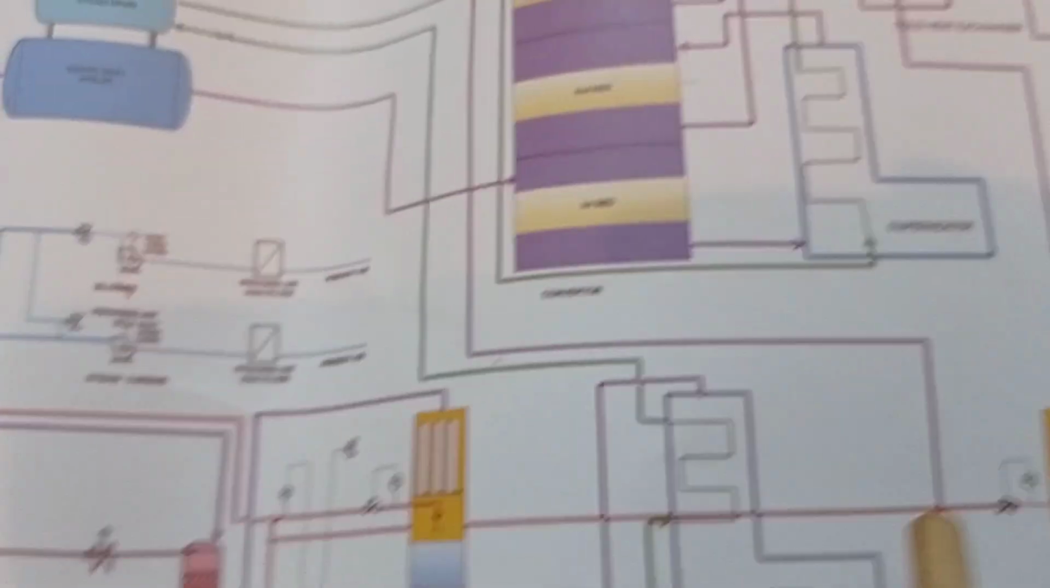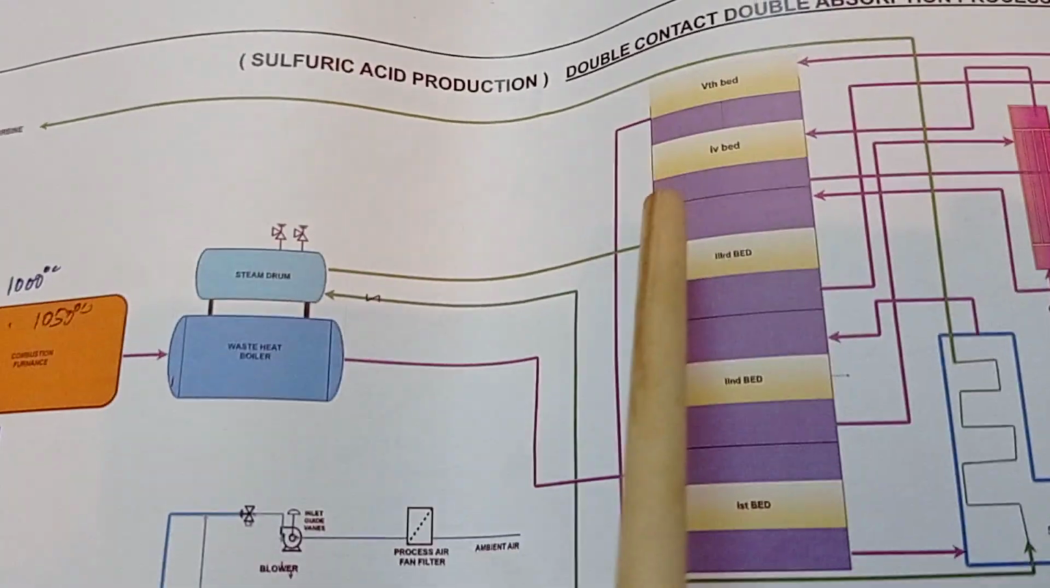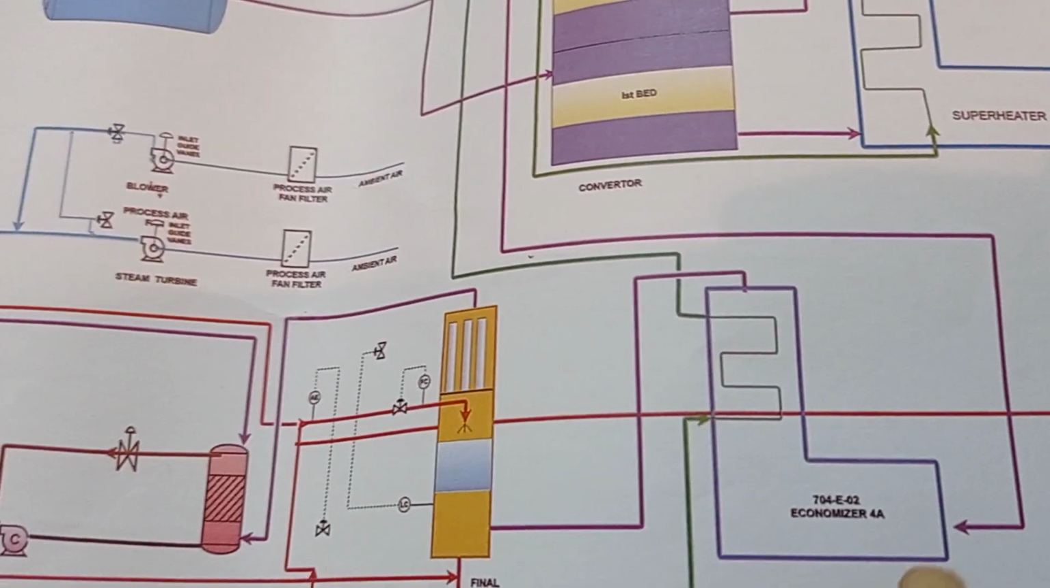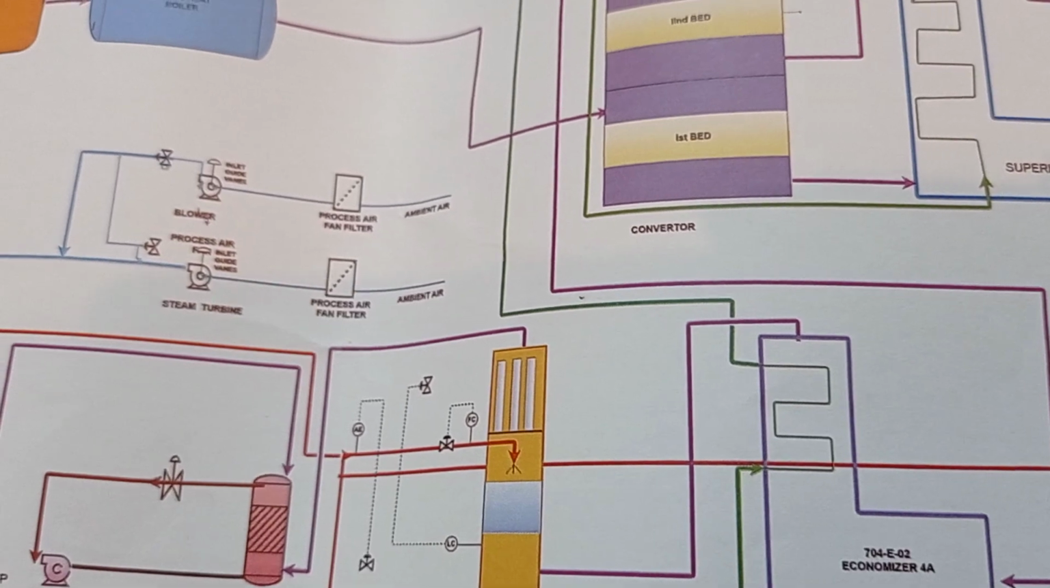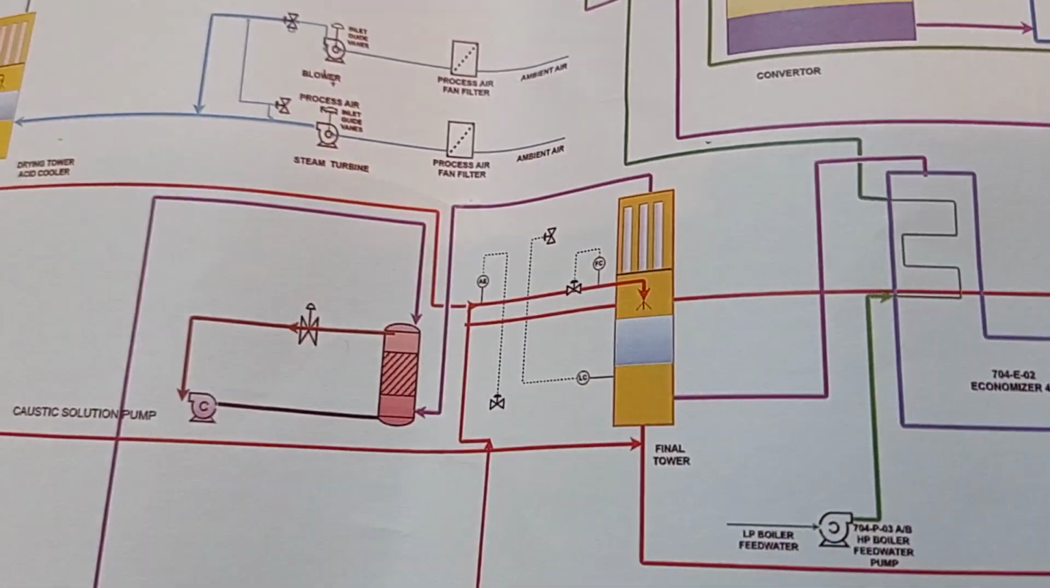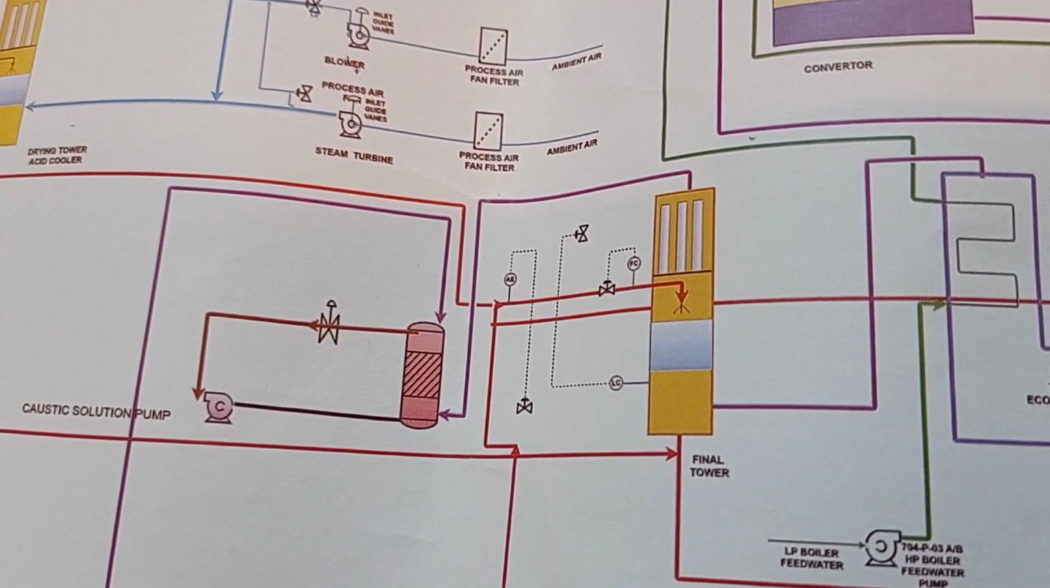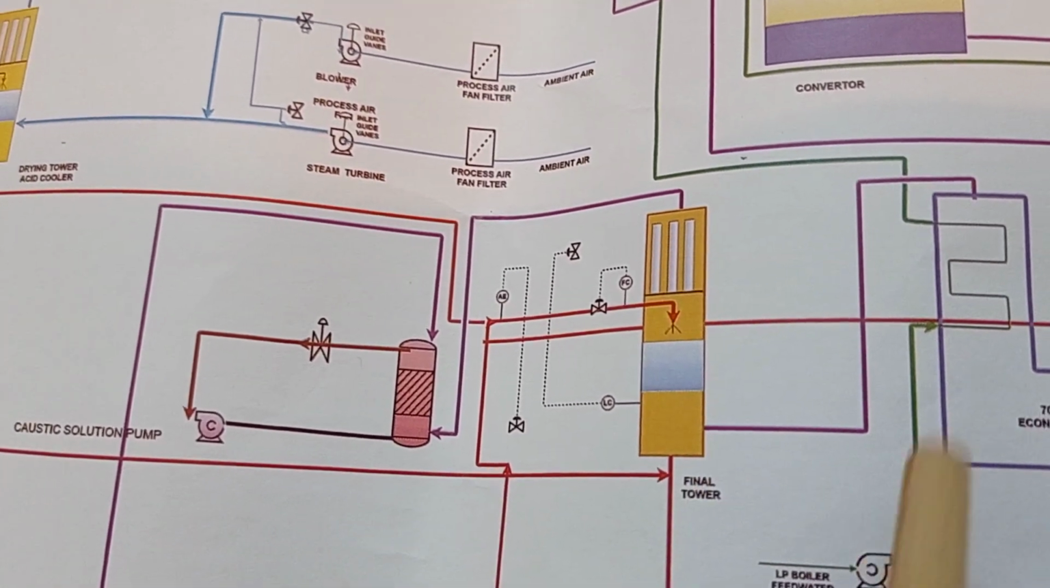After that, again the gas goes to the fourth bed, and from the fourth bed again the temperature increases, again it will go to the economizer. From the economizer, it goes to the final absorption tower, and after the final absorption tower this goes to the after scrubber.